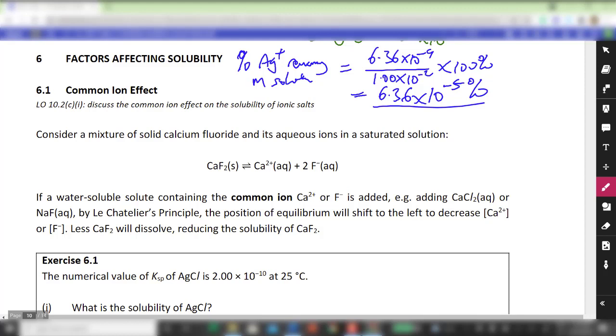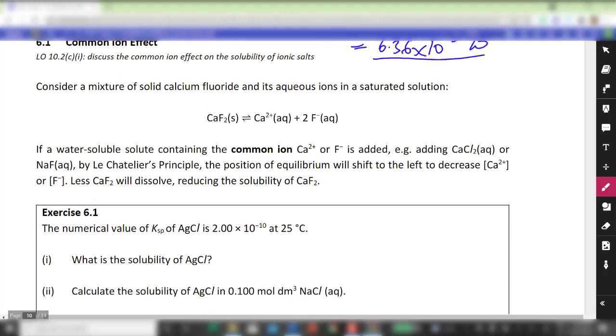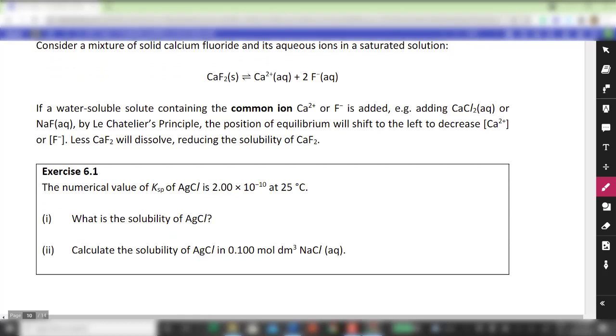Okay, so now we consider a mixture of calcium fluoride and its aqueous ions in a saturated solution. So let's say I begin my solution with either calcium 2 plus or fluoride. Then according to Le Chatelier's principle, I expect the presence of either ion to suppress the dissolution of calcium fluoride, because you expect the position of equilibrium to lie more to the left as compared to pure water. Yeah, so that's the main idea of this big name known as the common ion effect.